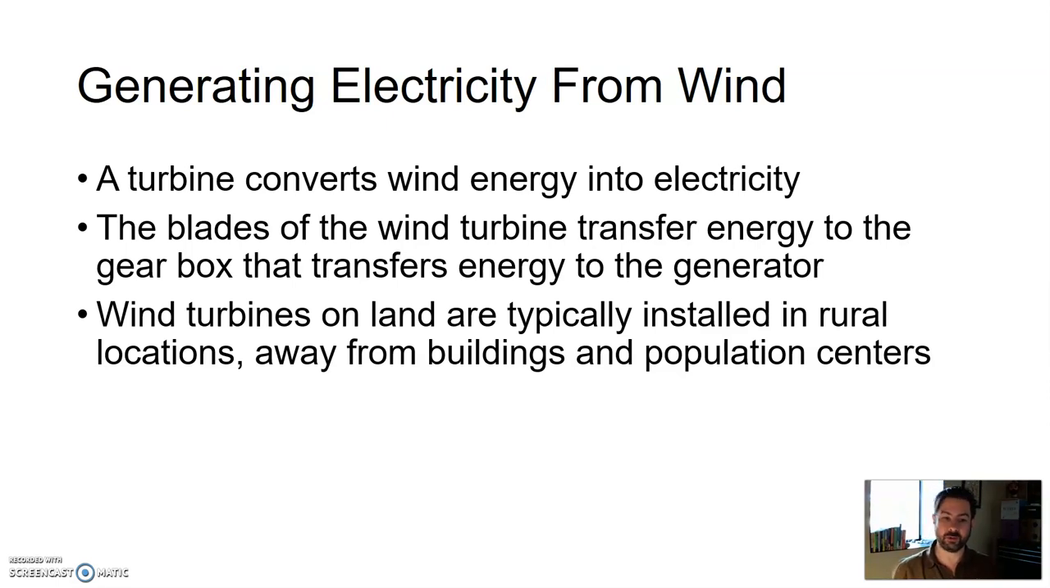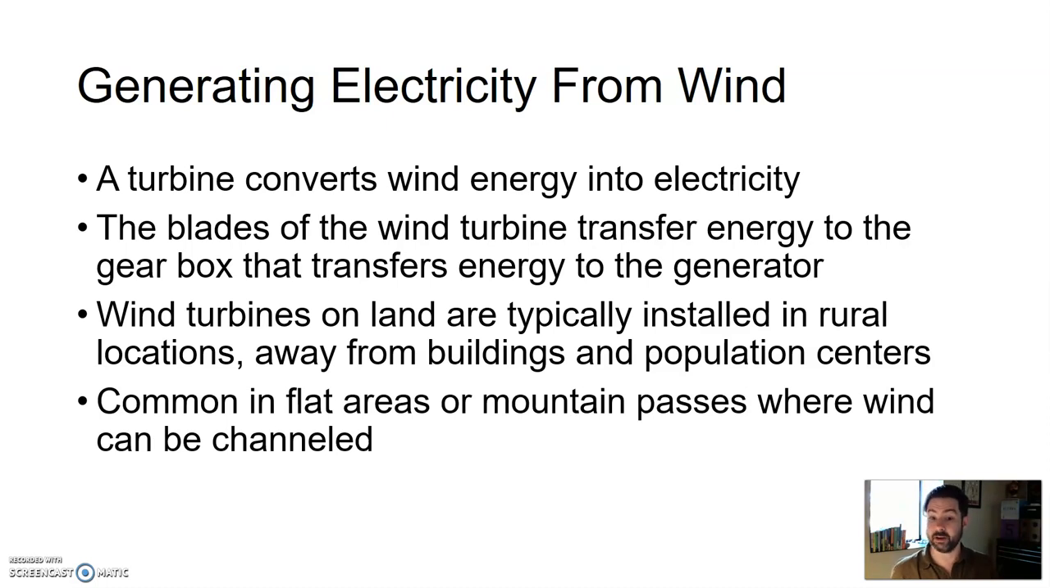Wind turbines on land are typically installed in rural locations, away from buildings, away from population centers, very common in flat areas or mountain passes, kind of the tops of mountains where wind can be channeled. You don't typically have a bunch of turbines in the city. Buildings and houses can block and alter a lot of that. So wind farms, again, are usually out in the middle of nowhere, in flat areas. Think in the middle of Kansas, where it's flat and farm areas and the wind can kind of race through there, or on tops of mountains in mountain passes.